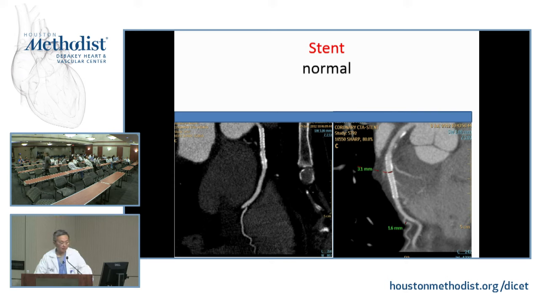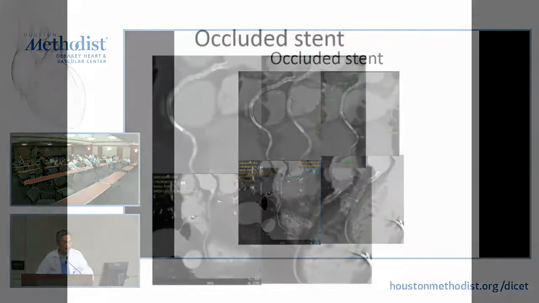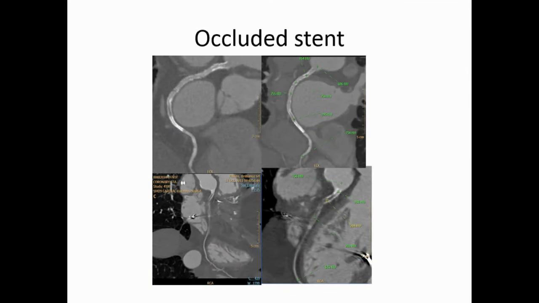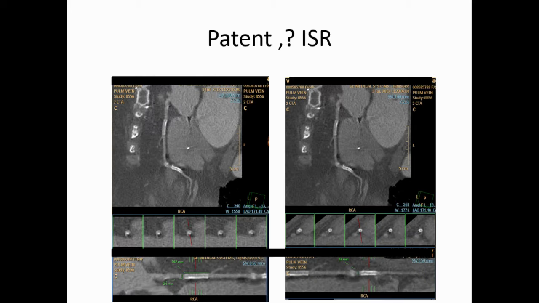Okay, so real quick about stents. We also use a nice example of a stent, and it's easy to diagnose occluded stents as well. The tough ones are cases like this. The stent is probably open, but it's impossible to know if there's in-stent restenosis or not.